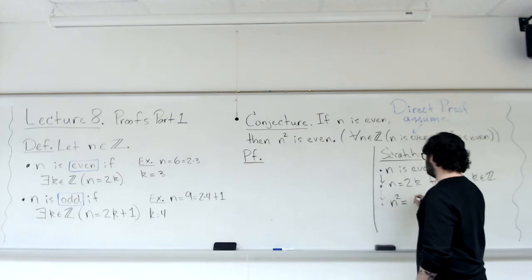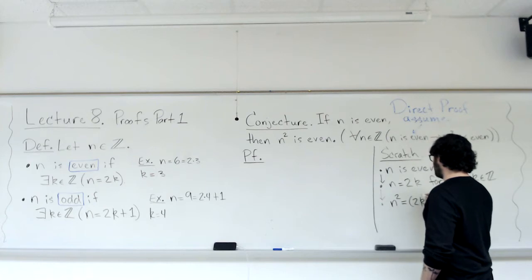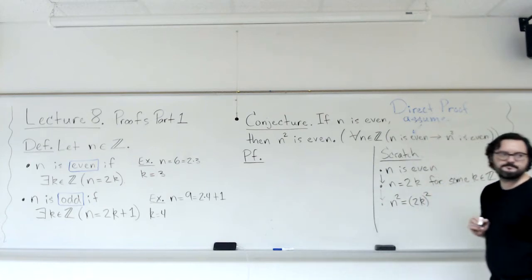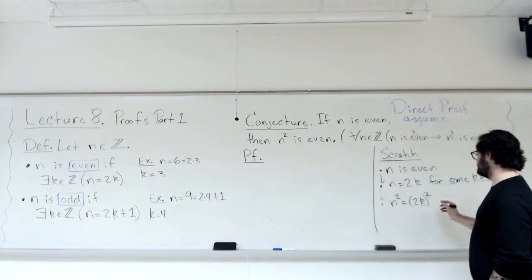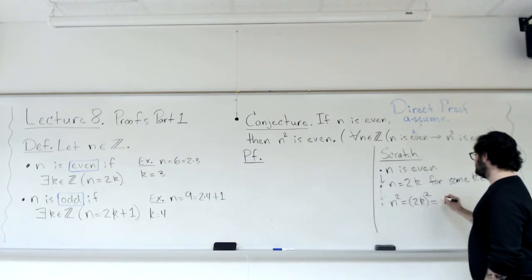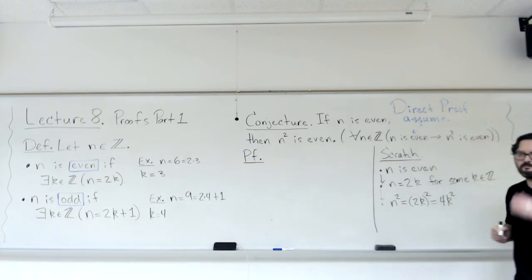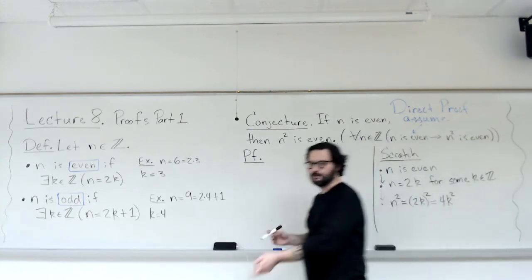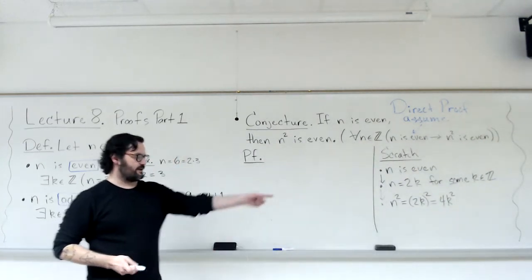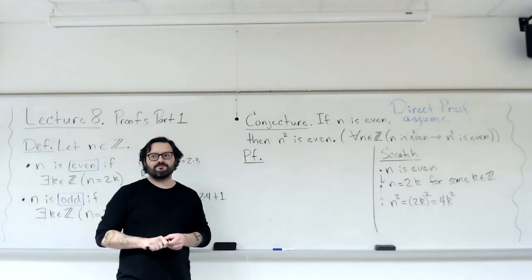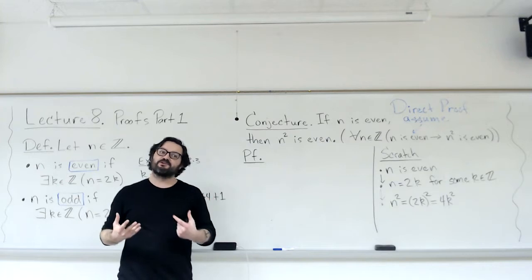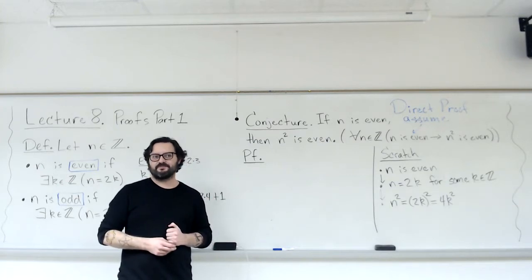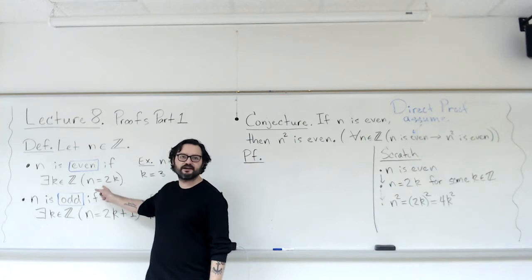N squared is equal to, exactly. And if we look at 2k squared, that's equal to 4k squared, right? 2k times 2k is 4k squared. Now, is that even? The answer is yes, but it doesn't look even to me. It does not look like that.